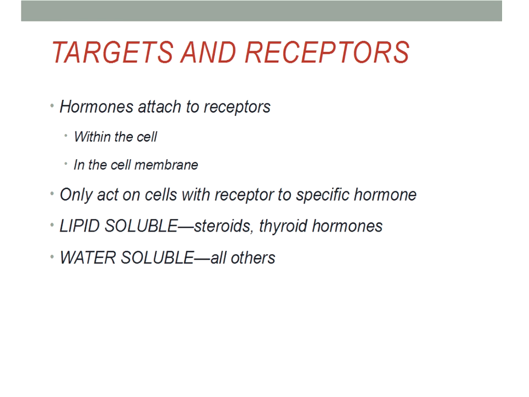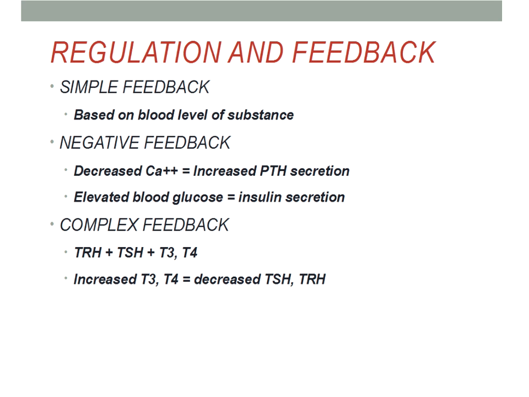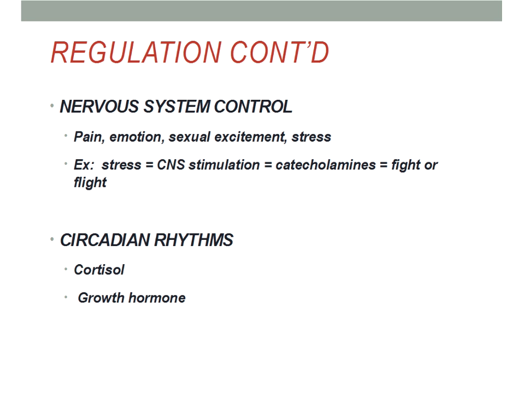There we go. Hormones attach to receptors within the cell and the cell membrane. They only act on cells that are specific for that hormone. Some are lipid soluble, and those are your steroids, your thyroid hormones. All others are water soluble, but you don't have to know that to apply the information. There's regulation and feedback, and what you want to get out of this is that there is a mechanism called feedback that will regulate the continued release or stop the release of the hormone. And then it gives you the examples.